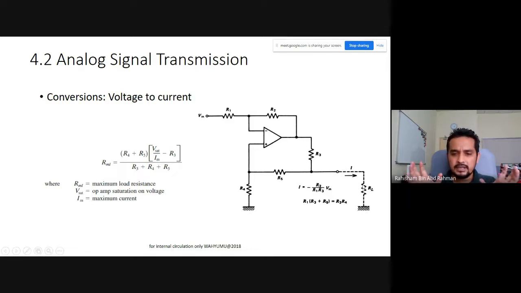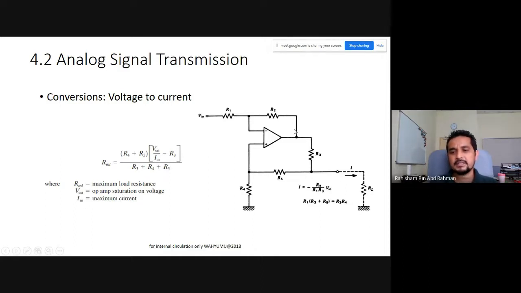They design the circuit already for you. So we know this one: the input is voltage, and the output will be the current, because we're going to transform one signal in terms of voltage into the other signal in terms of current. So these are the values that we need to know. RML is actually the maximum load resistance. V saturation is the op-amp saturation voltage. IM is actually the maximum current.